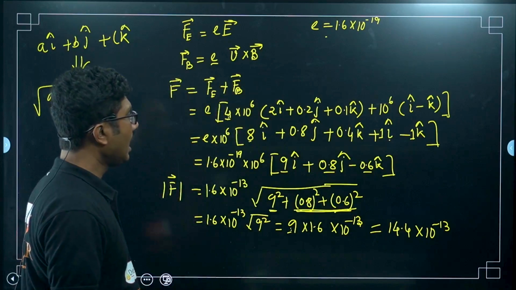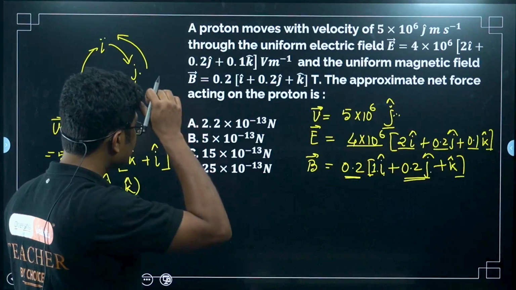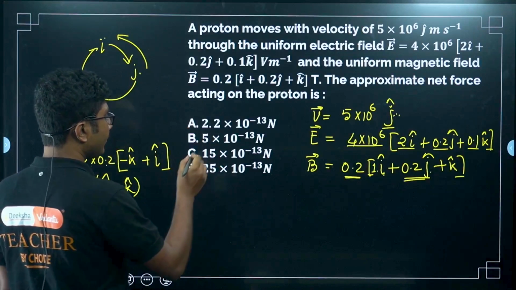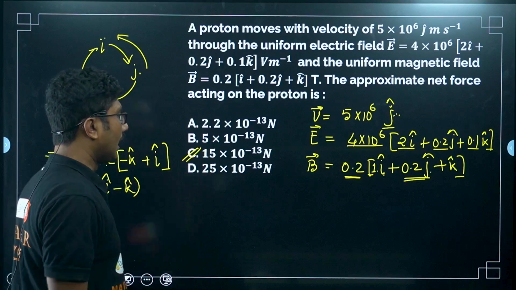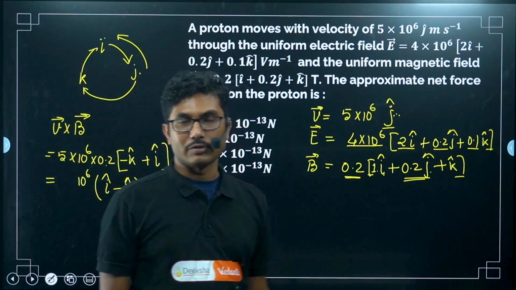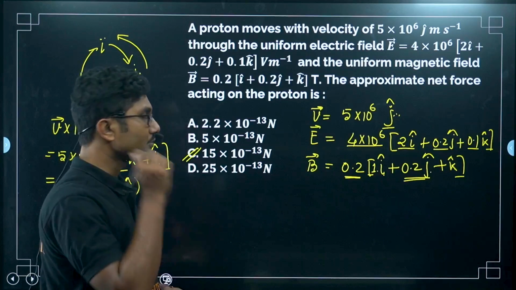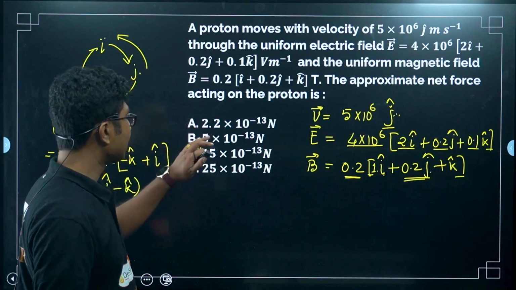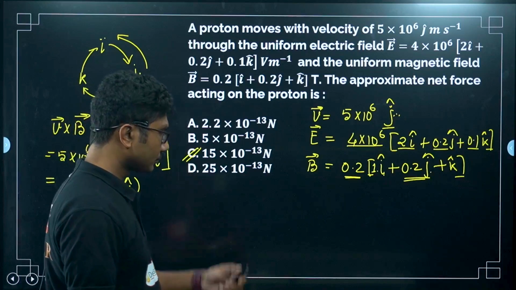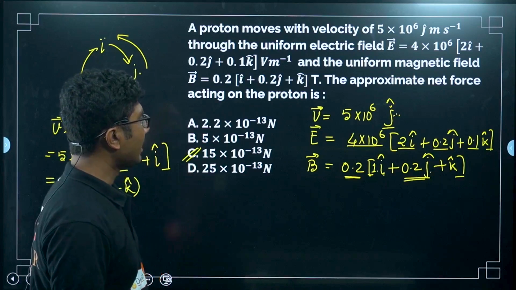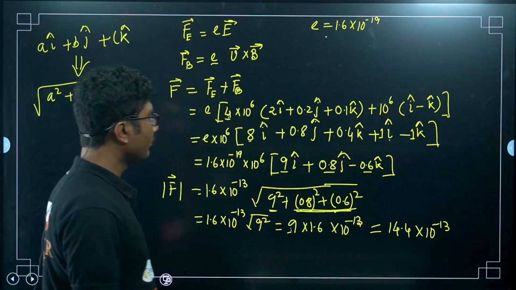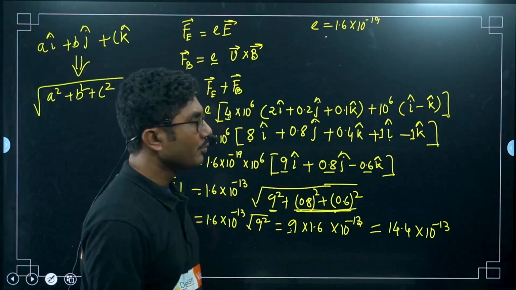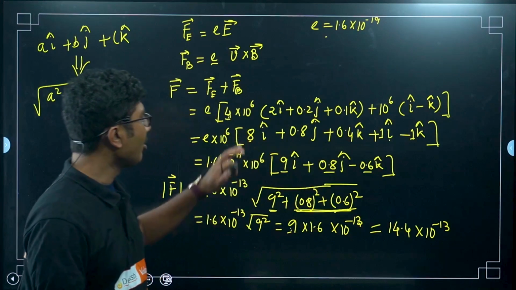Now let us check the answers. From the answers given, you can see this is the closest answer to the calculated value. We did some approximation, so we can easily say this is the correct answer. So you have to be smart while doing approximation, you have to be careful, and while calculating you have to be faster. This is a little longer problem.